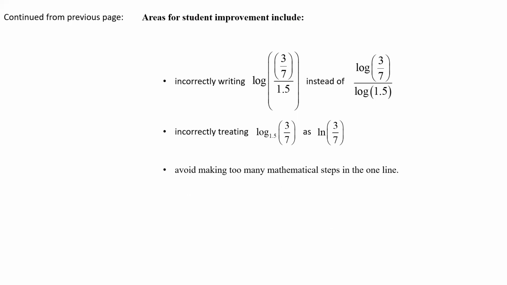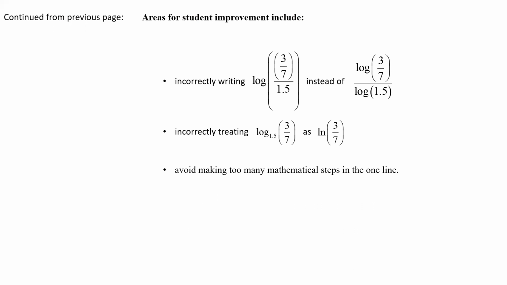This was a major one, I guess. Avoid making too many mathematical steps in the one line. It just makes for messy algebra and inevitably makes mistakes as they go along. So that was question 21.